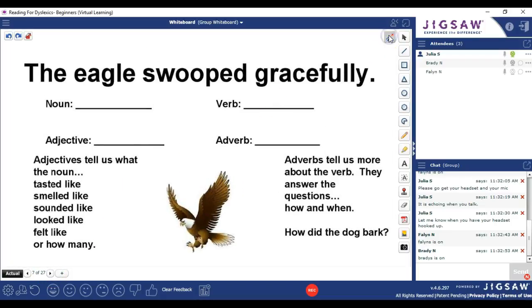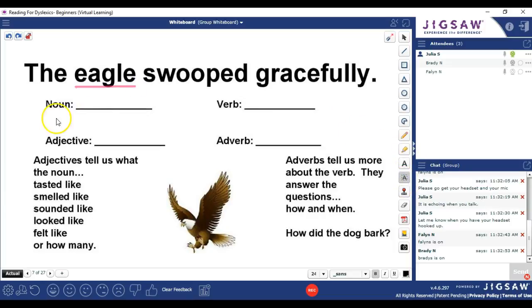All right, and let's look at one more sentence, just one more, okay? So we have the eagle swooped gracefully. What is the noun in this sentence? What's the noun? Who is this sentence about? Swooped is not the noun. It tells us what the noun is doing. The noun tells us what this is about, who or what. What is this sentence about? The eagle. Very good. So eagle is our noun. Okay?